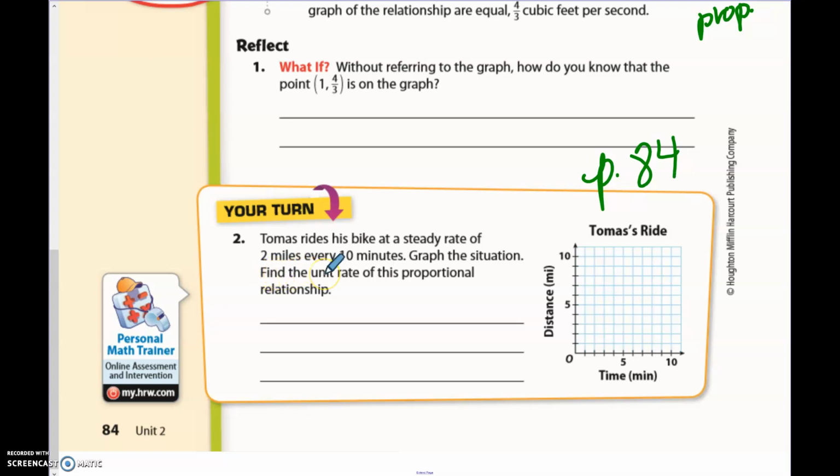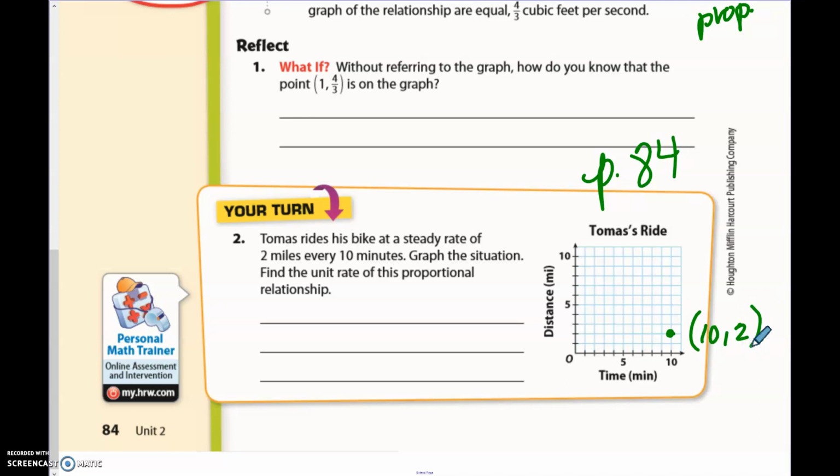2 miles, 10 minutes. So let's see, we got 10 minutes, and they're counting by 1, 2, 3, 4, 5. So 10 minutes and 2 miles. So we're going to go up here, 10 minutes, 2 miles. So we have that ordered pair, 10, comma, 2. All right, so find the unit rate.